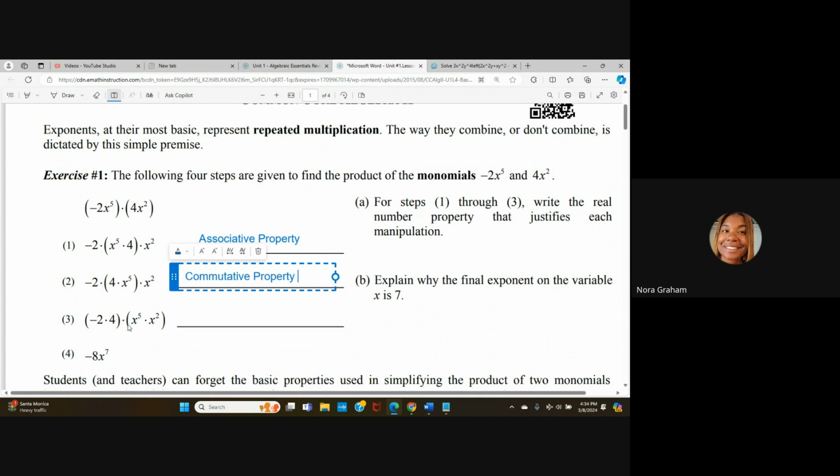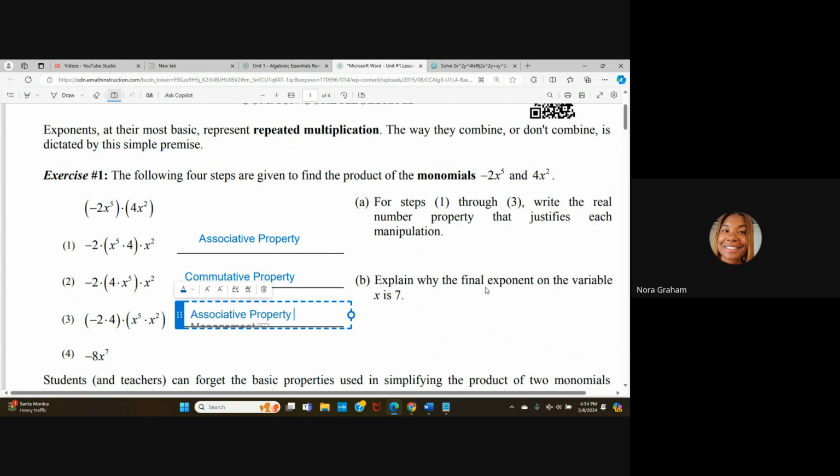And then next, it looks like we're doing our grouping again, okay? So I guess we can say associative again. So we're associating. Associative property. All right, and then we write -8x to the 7th power. So we did that for A.